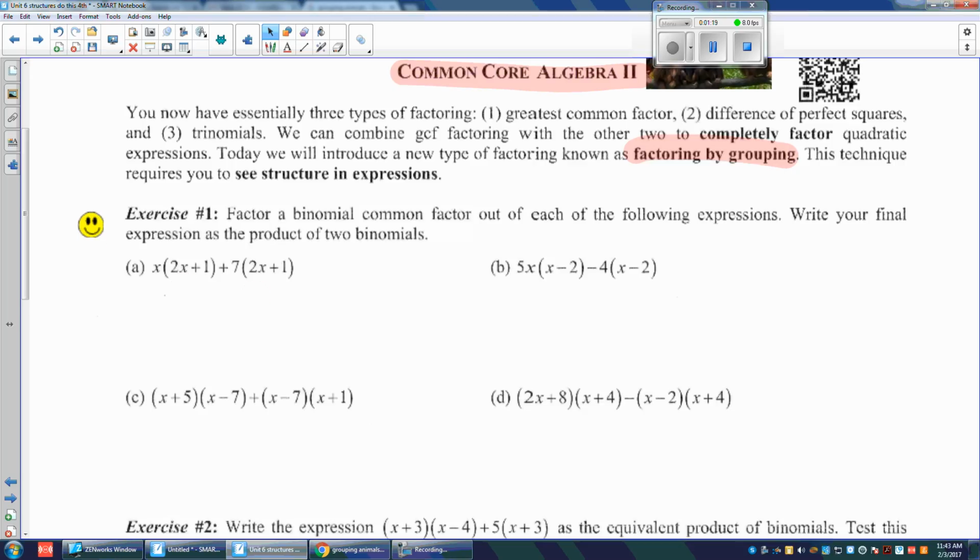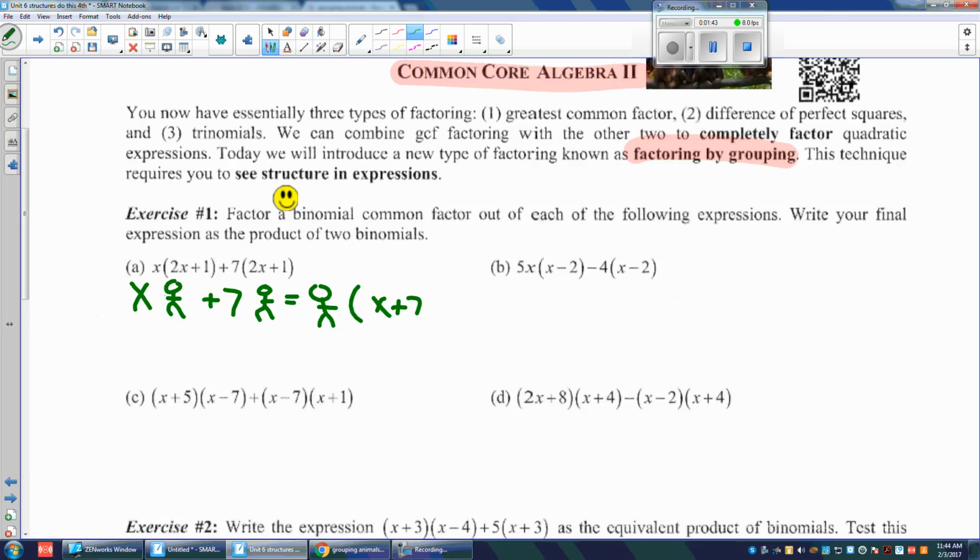Now, what does this really look like? To a mathematician or a person who's been doing this a while, it looks like x times monster plus 7 times monster. This is just a monster. It's kind of scary. But if you notice, we can factor out a monster. So it looks like monster and then x plus 7.